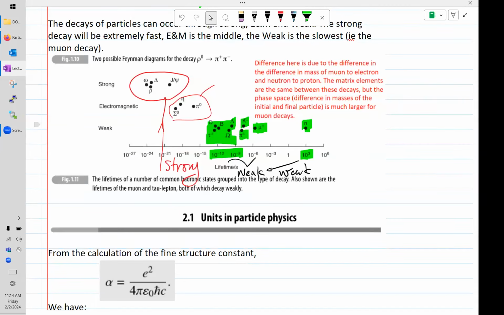Okay. Any questions about this? This is basically what I want to cover in section 1.1. There's a question in the chat.